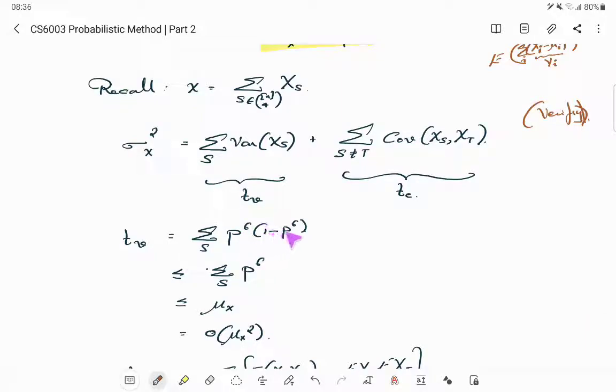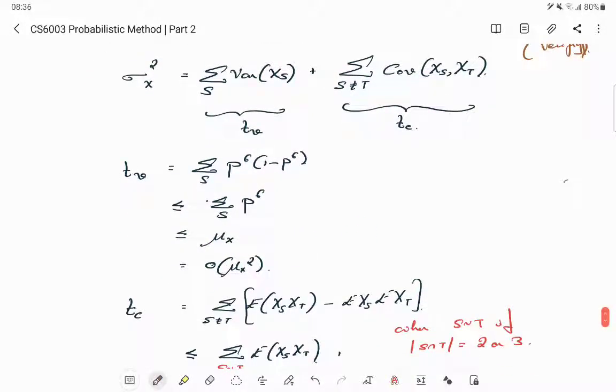You can upper bound this 1 minus p power 6 by 1. So this becomes the sum of p power 6, which is nothing but the expectation of x, that is mu x. So it is enough to show that this term is little o of mu squared. If you can quickly show that it is little o of mu, then it is at most mu, so this is little o of mu squared. Remember that this mu is an increasing function, so don't think that mu can be smaller than 1 and that TV would then not be less than mu squared. This is a large function, so this is little o of mu x squared.